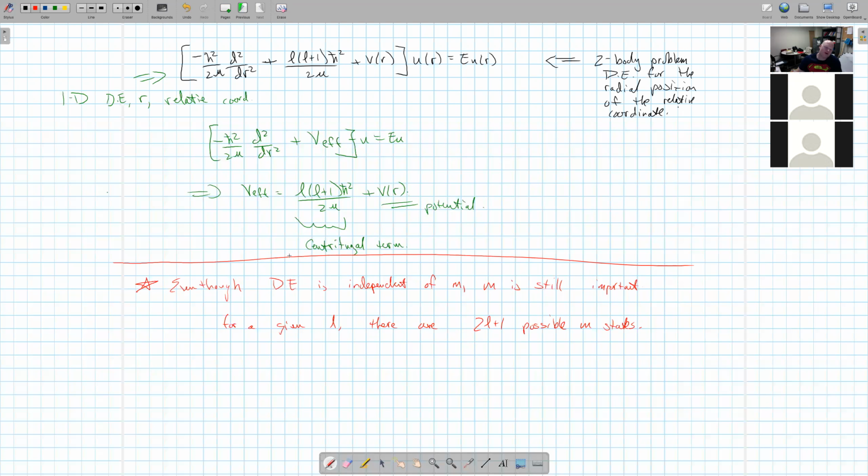So even though our differential equation doesn't depend on M, since again, it's completely spherically symmetric, it has complete spherical rotational symmetry or invariance to it, the M value is still important because when I specify the states, I still have to specify the M value because there are 2L plus 1 possible different M values. So to fully specify the state, we do have to specify what M is to actually know exactly what the state is. Since this thing is independent of M, it could have any one of these 2L plus 1 possible states.